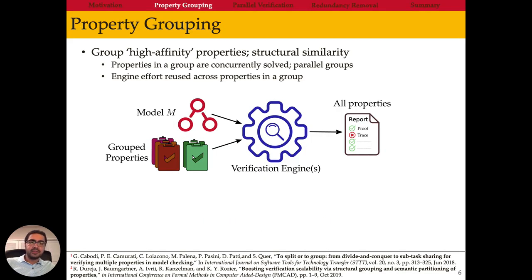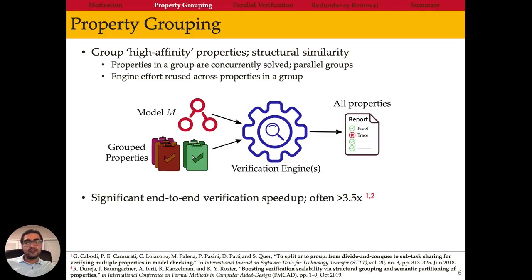Property grouping helps improve the overall scalability of multiple property checking. The different properties are partitioned into high-affinity groups based on structural similarity measured in terms of cone of influence. The properties in a group are then verified concurrently, and the different groups can be verified in parallel. The verification effort expended for a property in a high-affinity group can be directly reused for verifying other properties in that group. The verification of group properties significantly improves end-to-end verification performance.